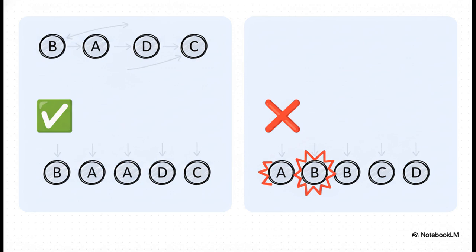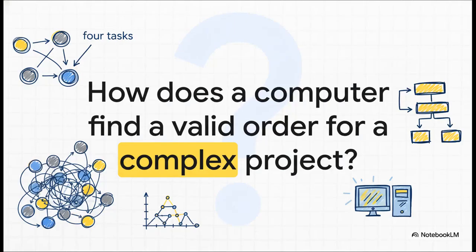But an order like A, B, C, D, no way. That's invalid. It breaks the very first rule by trying to do task A before task B when the graph clearly says you can't. Okay, this is easy enough for us to figure out by just looking at 4 tasks.